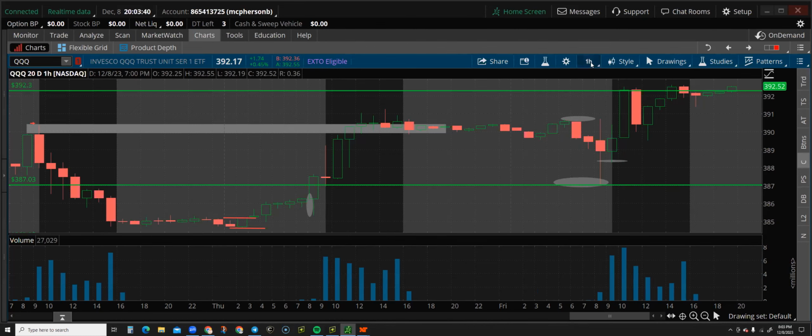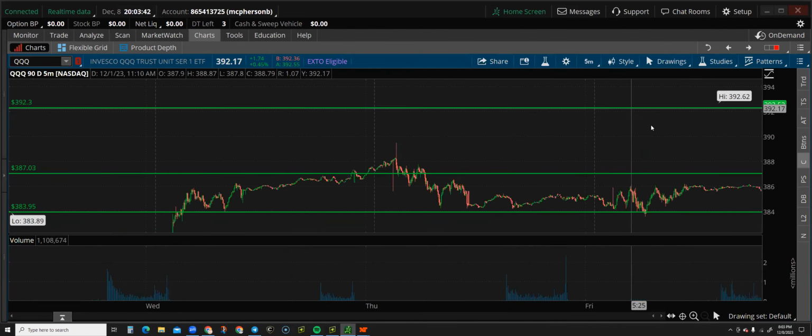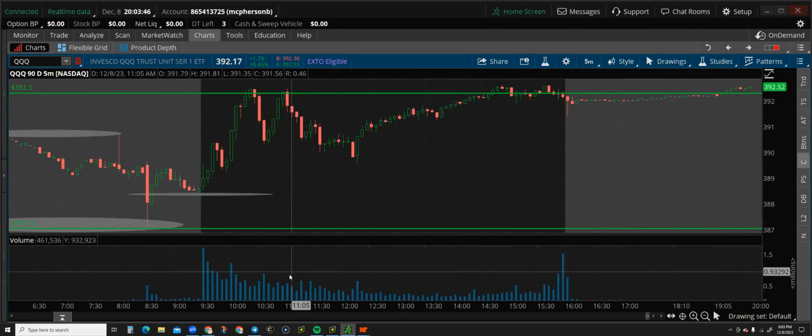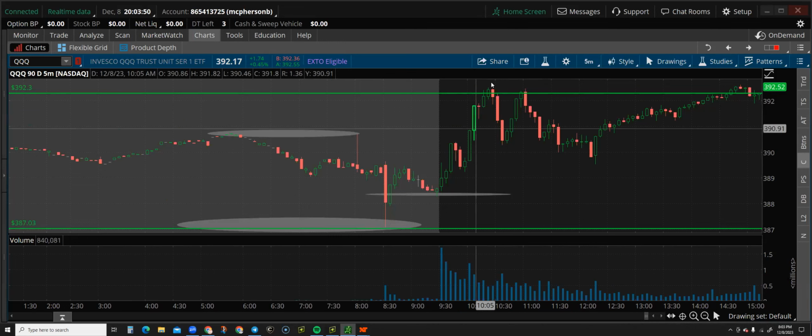That's why we go to the smaller time frame, so we can have a tighter stop loss because of those pullbacks. It's not how much money we're making that's killing us, it's the pullbacks.